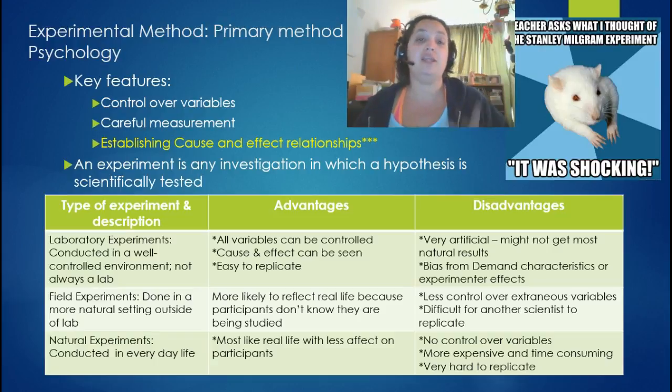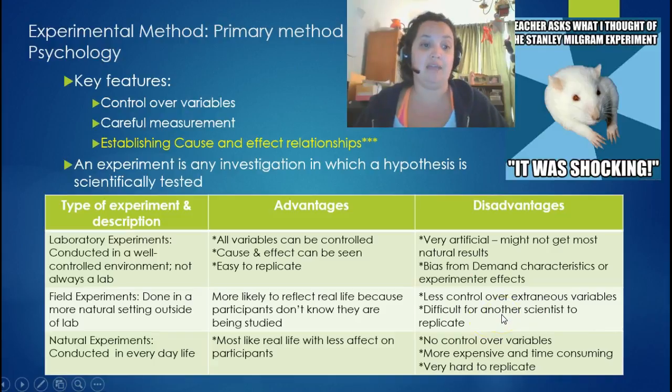A field experiment is one that's done in a more natural setting, usually outside of a lab. It's more likely to reflect real life because the people involved in your experiment don't always know that they're in an experiment. But the downside is that you have less control over your extraneous variables. So things can happen that you might not be able to control. It's difficult for another scientist to replicate because, you know, what happens? Maybe the other scientist can't get it to happen again.